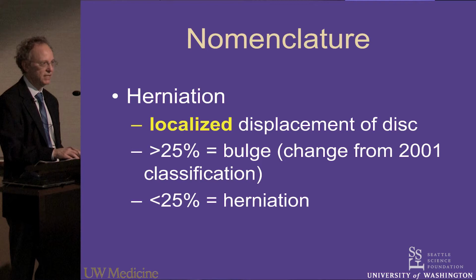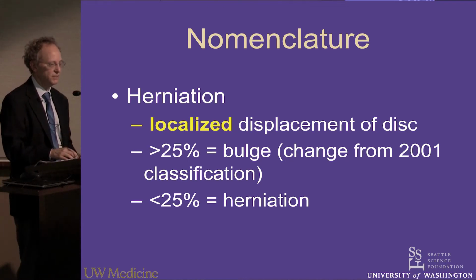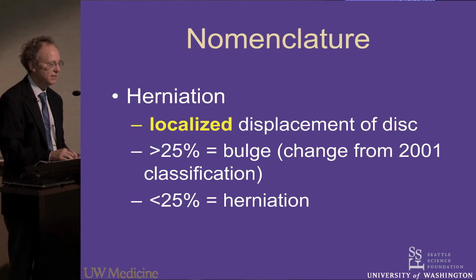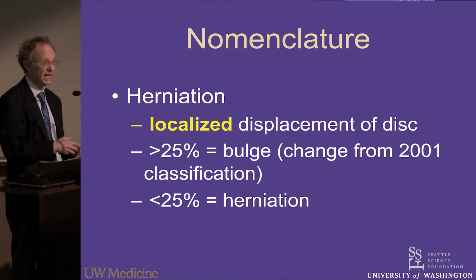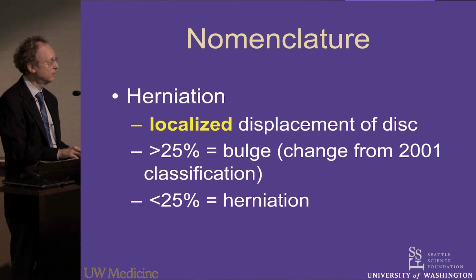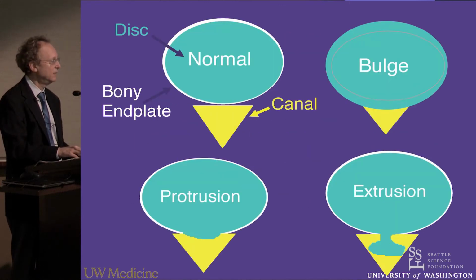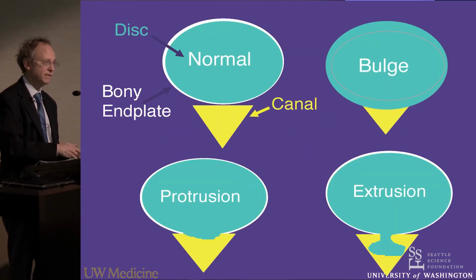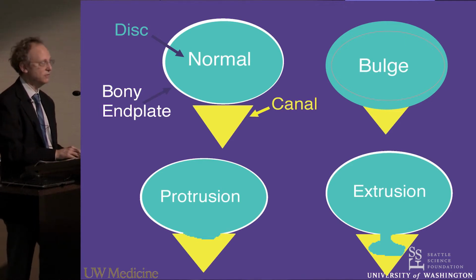Herniation defines a localized displacement of the disc material, and then essentially looks at the circumference of the disc. If it's greater than 25%, that's defined as a bulge, and if it's less than 25%, or if there's some focality to it, that's a herniation. So, pretty simple. Just in a cartoon, a normal disc is confined by the end plate, a bulge is a diffuse abnormality of the disc, and then you have herniations, and herniations are subdivided into protrusions and extrusions.